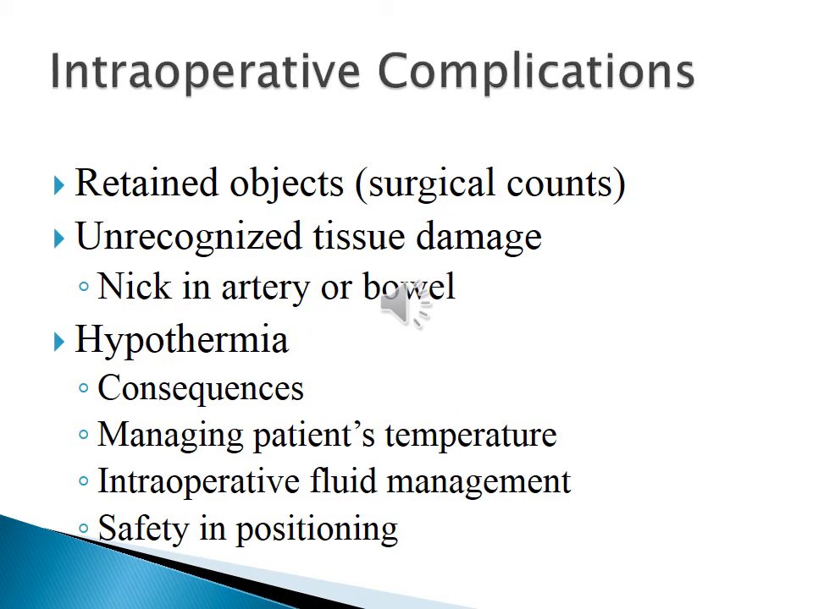Intraoperative complications could be retained objects. That's why they always make sure they do surgical counts, especially with lap sponges. Unrecognized tissue damage, so accidentally nicking an artery or a bowel. Hypothermia, the consequences to that, managing patients' temp, giving them intraoperative fluid management, and then safety and positioning, so we just need to make sure that they're padded really well.